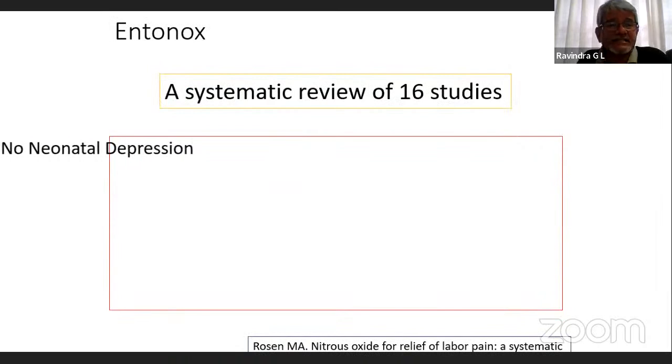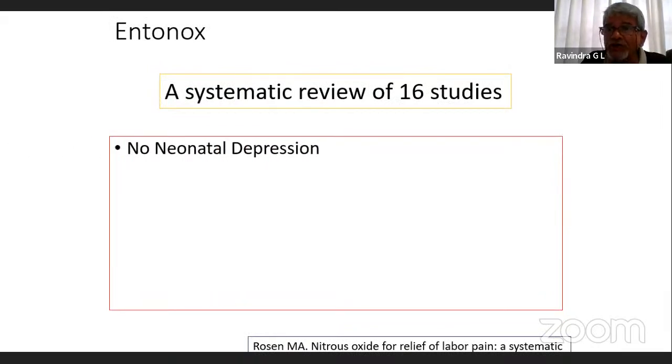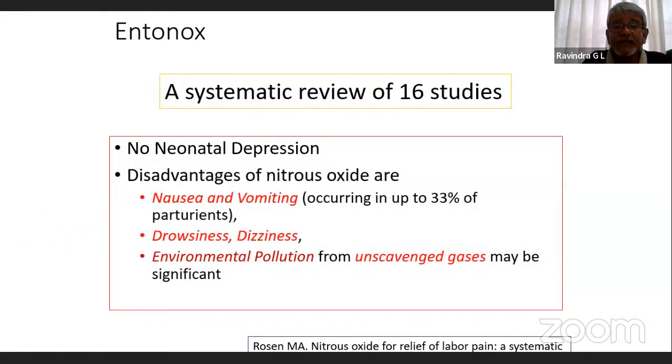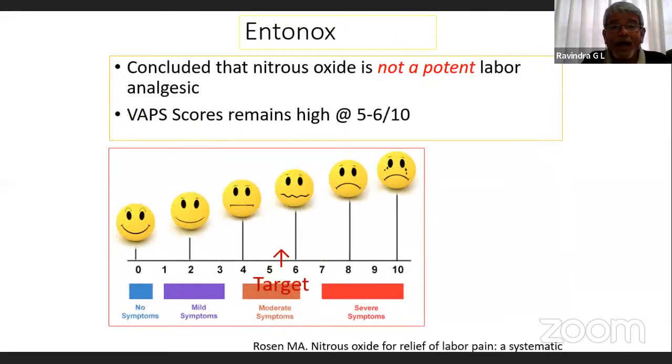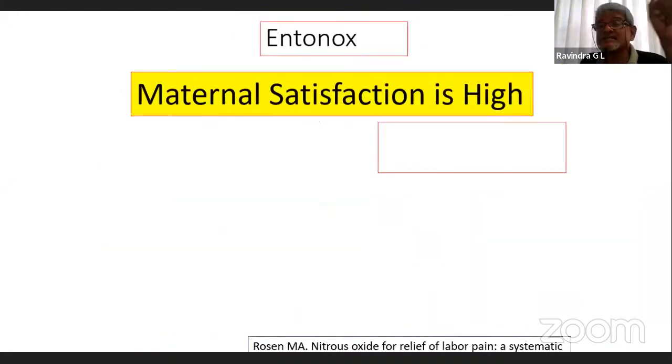A systematic review of 16 studies said that there is no neonatal depression in spite of the transplacental transfer of nitrous oxide. Disadvantages of nitrous oxide are only nausea and vomiting, drowsiness, dizziness, environmental pollution from unscavenged gases. All these may be significant. And they concluded that nitrous oxide is not a potent labor analgesic. VAS score may remain as high as 5 to 6 of 10, especially as the labor progresses. But maternal satisfaction is high in spite of the high VAS scores.